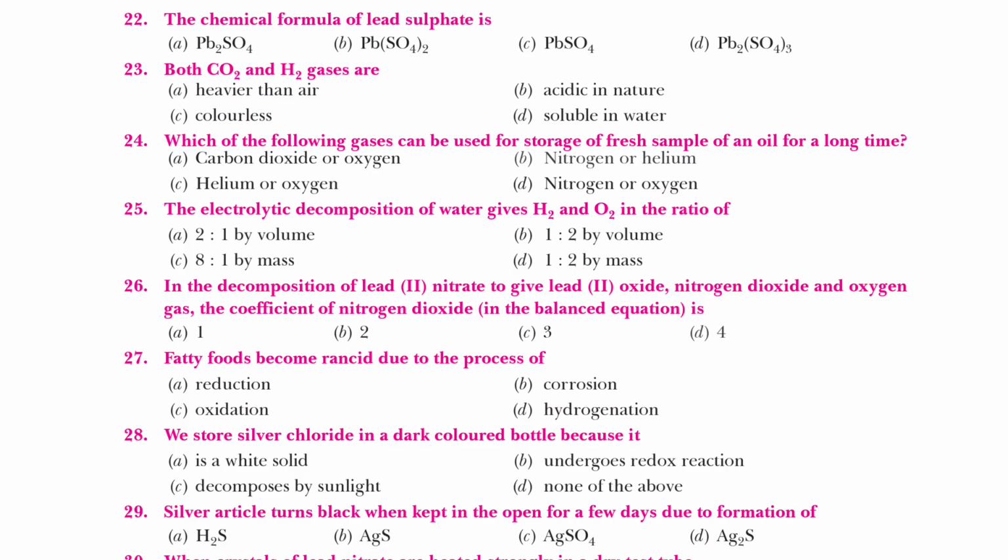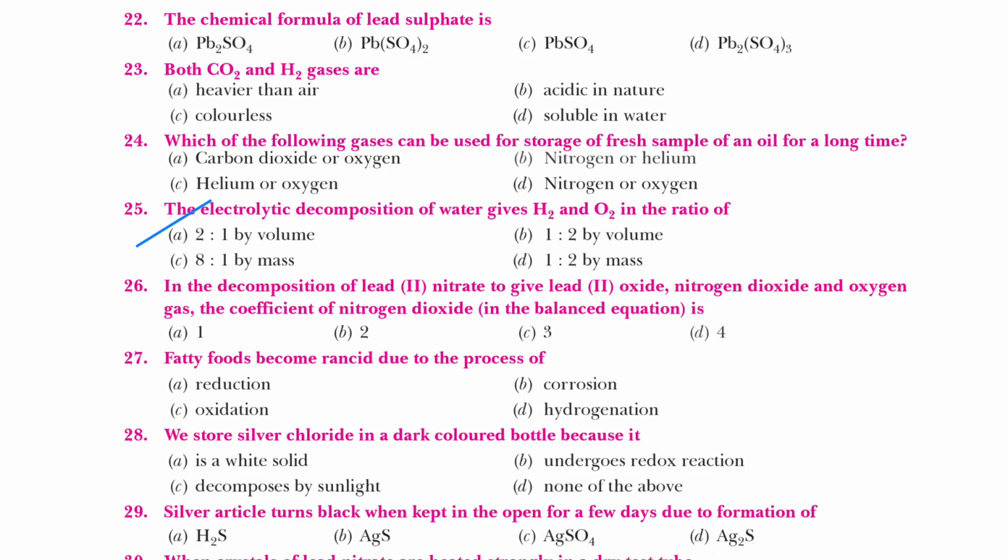Next, question number 25. The electrolytic decomposition of water gives H2 and O2 in the ratio of, option A is correct, 2 moles of hydrogen gas and 1 mole of oxygen gas is produced. 2 moles of hydrogen gas are produced at the cathode and 1 mole of oxygen gas at the anode.